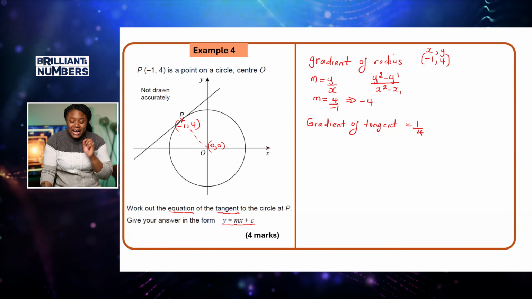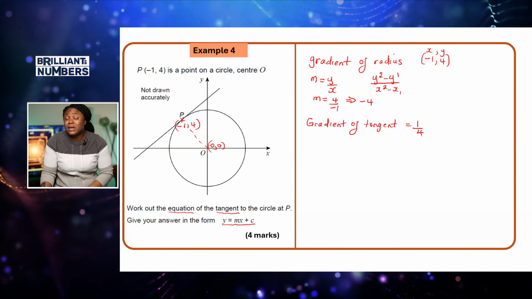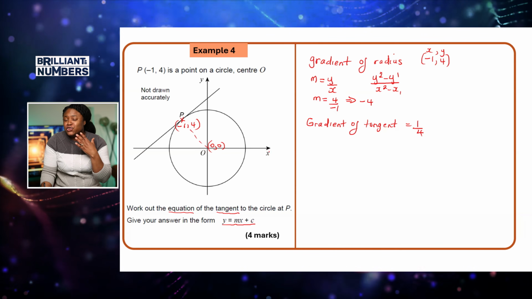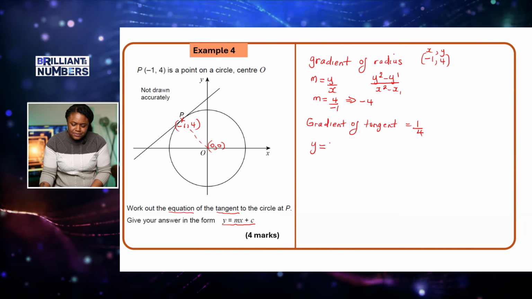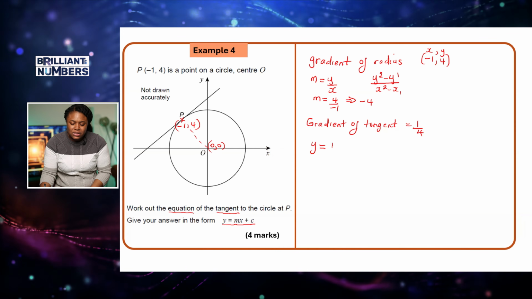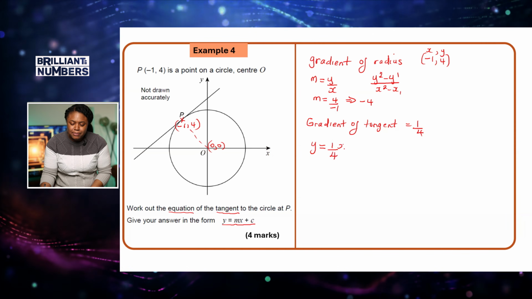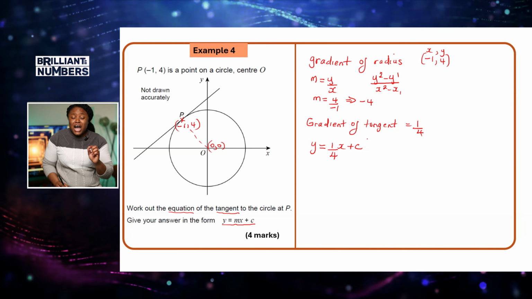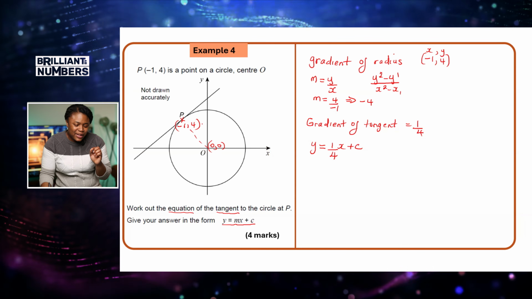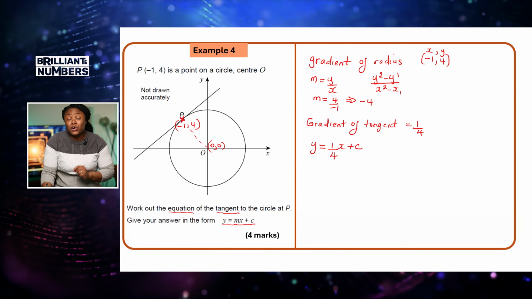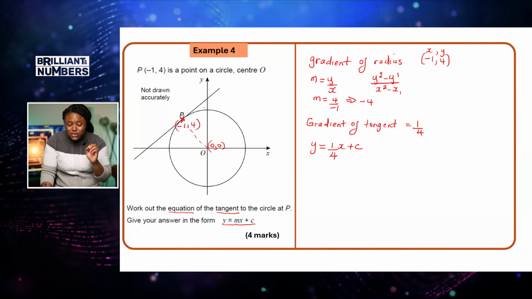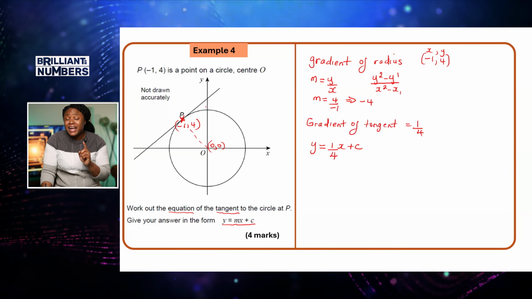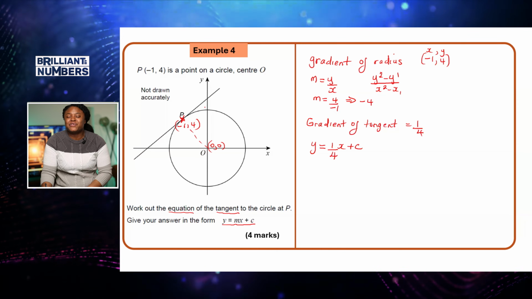So now I'm going to write in the equation of y equal mx plus c what I already know. So let's go. So y equal to, I know the gradient is 1/4, so I put that in, x plus c. Now I recognize here that P is a point on my tangent as well. So I now have enough information to substitute to find my y-intercept for the tangent.